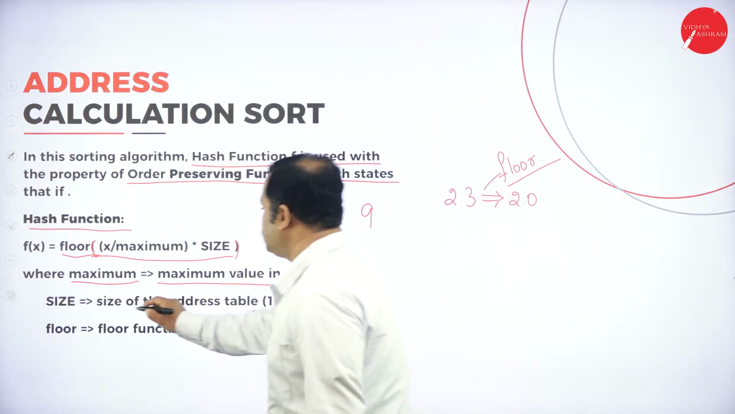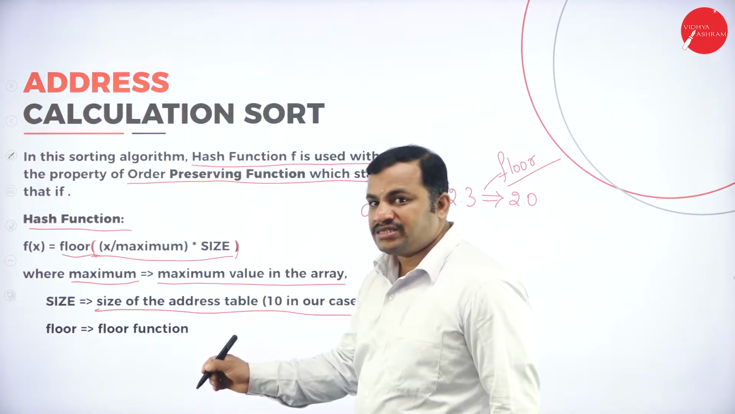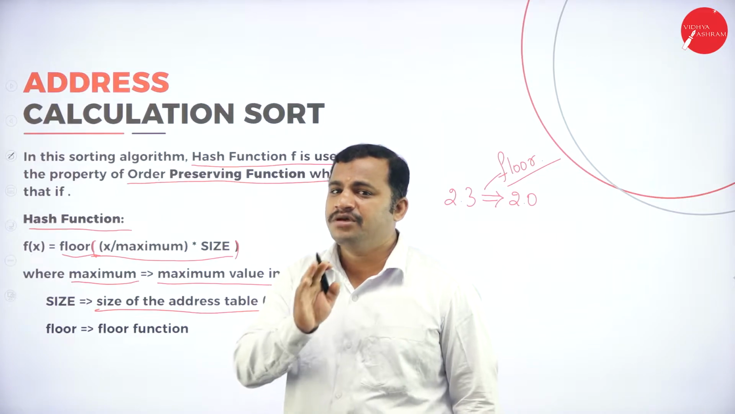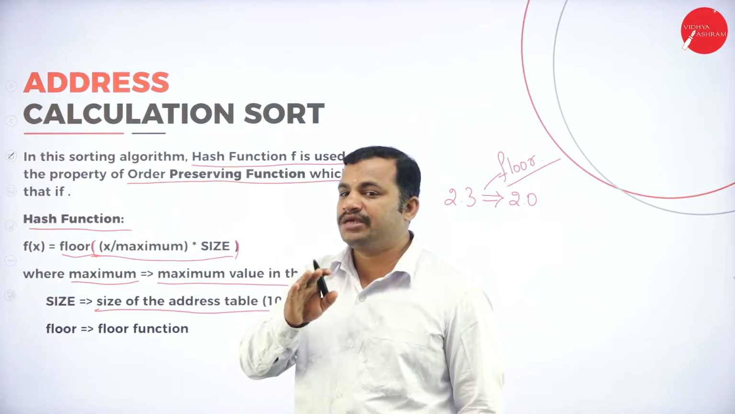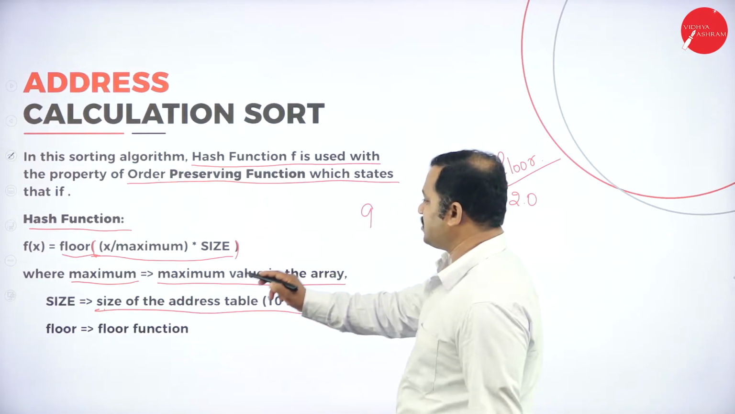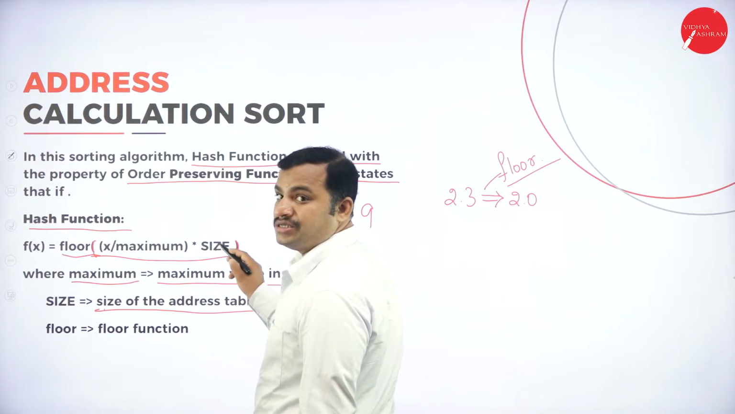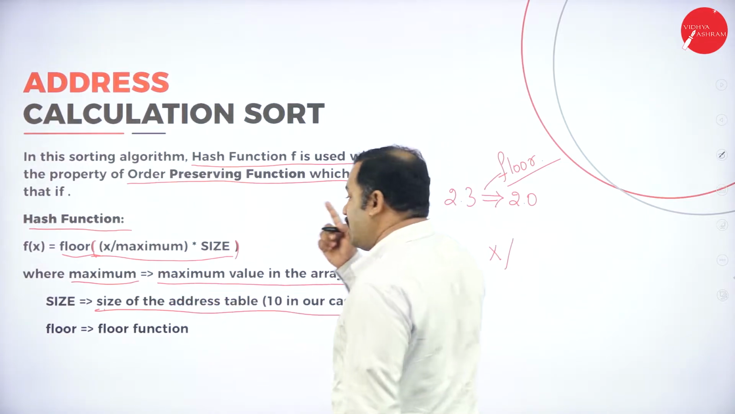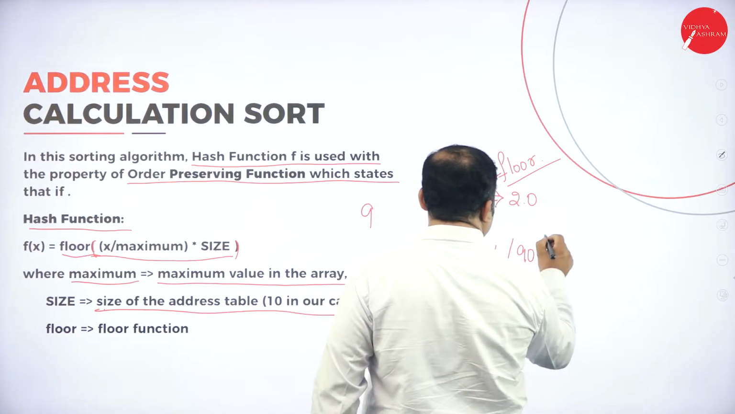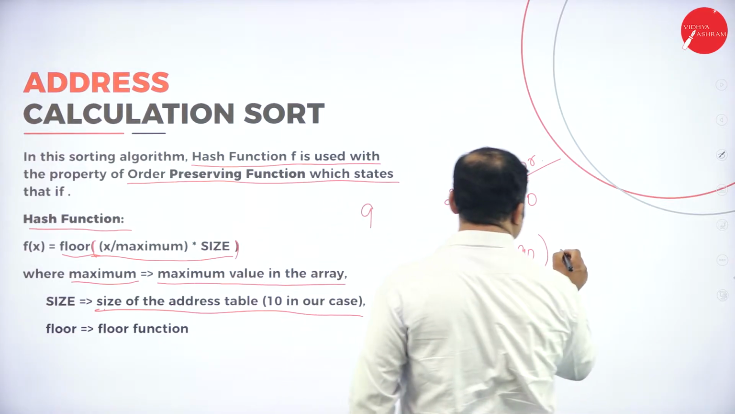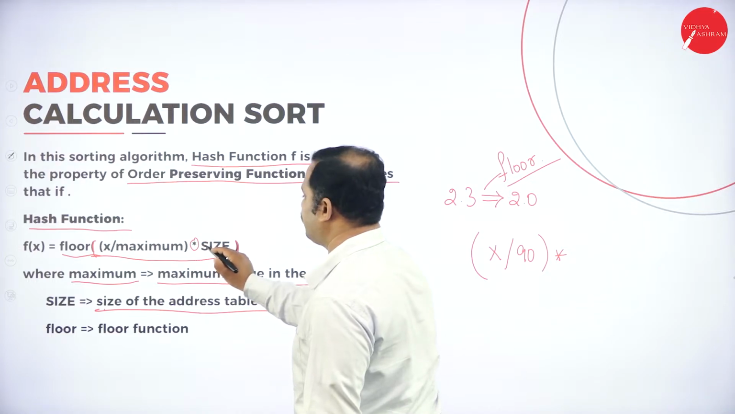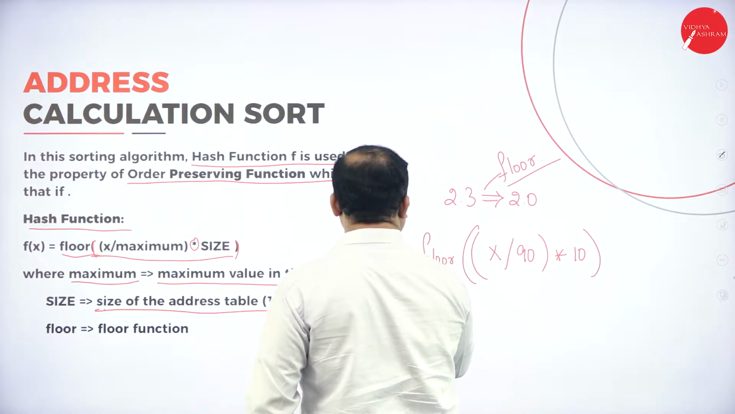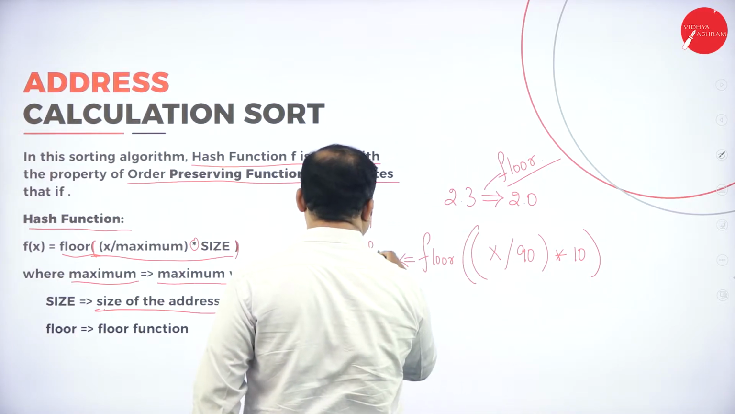Then what is the size of the address table? In today's session, I am considering an array size of 10. That means 10 elements are there, varying from 0 to 9. So totally 10 items are there. The size of that is considered as 10. So if I substitute that size into this function, that is into this statement, this becomes x divided by the maximum value. Suppose 90 is the maximum value, then it has to be multiplied with the size of that. What is the size of this? The size of this is 10. The floor of this is considered and assigned to the value or to the function f of x.